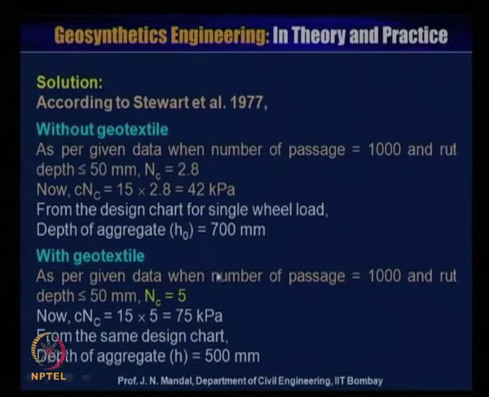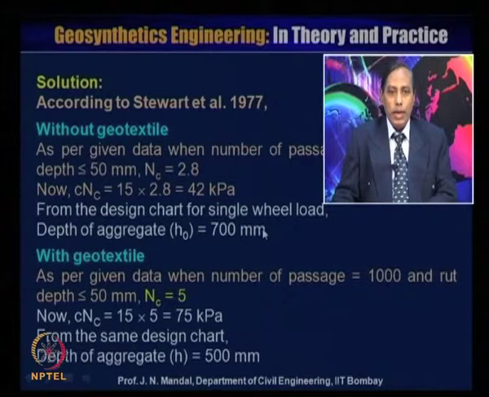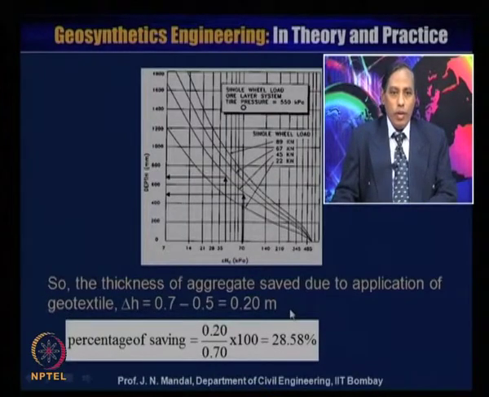So, you can observe that without geotextile, your depth of the aggregate is 700 millimeter, and with geotextile, the depth of the aggregate is 500 millimeter. That means you can reduce the thickness of the pavement. The thickness of the aggregate saved due to application of geotextile, that is delta H, will be equal to 700 millimeter minus 500 millimeter, or 0.7 minus 0.5, which is equal to 0.20 meter.